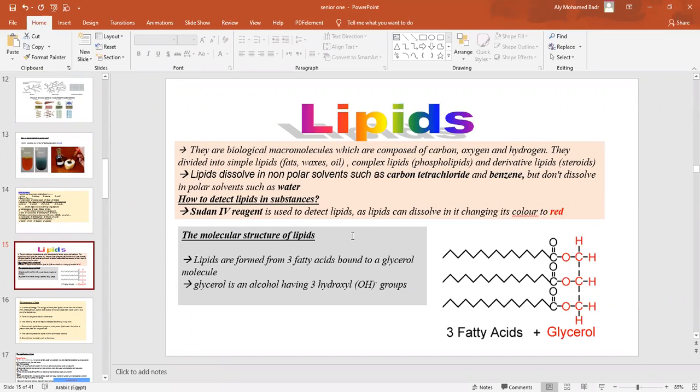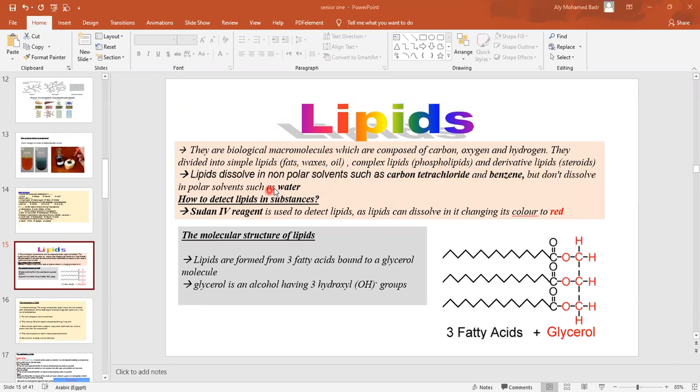Lipids are biological macromolecules composed of carbon, oxygen, and hydrogen. They are formed of smaller units called fatty acids and glycerol. They are divided into three types: simple lipids such as fats, wax, and oil; complex lipids such as phospholipids; and derivative lipids such as steroids.